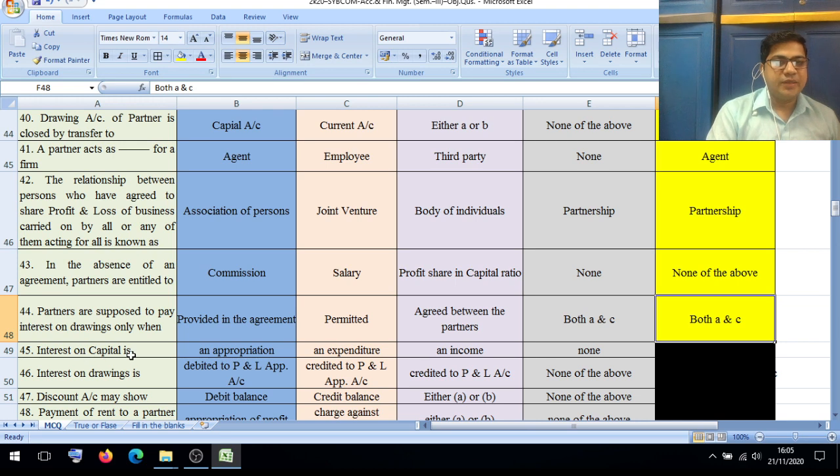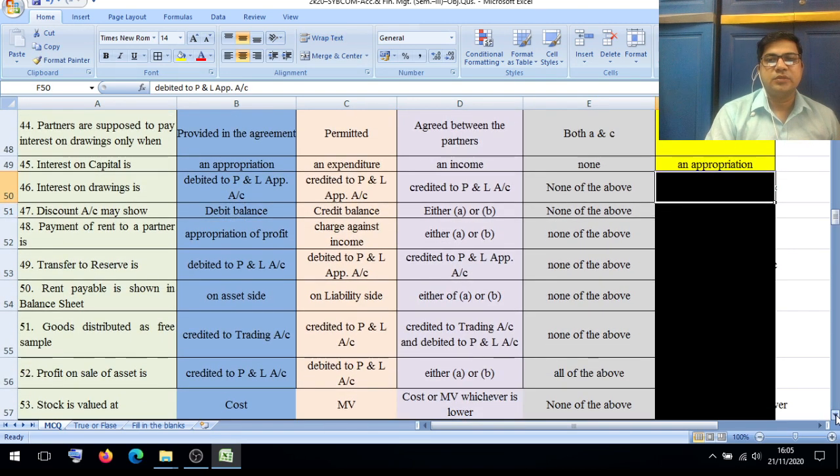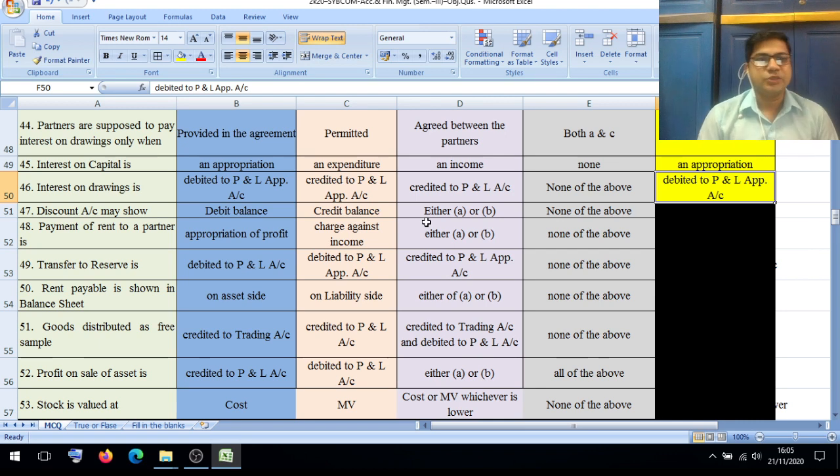Interest on capital is an appropriation, an expenditure, an income, and none. So interest on capital is an appropriation. Interest on drawing is debited to profit and loss appropriation account, credited to the profit and loss appropriation account, credited to the profit and loss account, none of the above. Answer is it is debited to the profit and loss appropriation account.